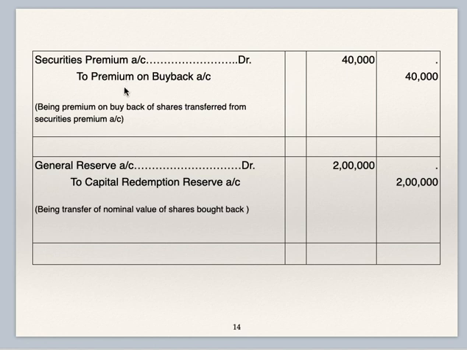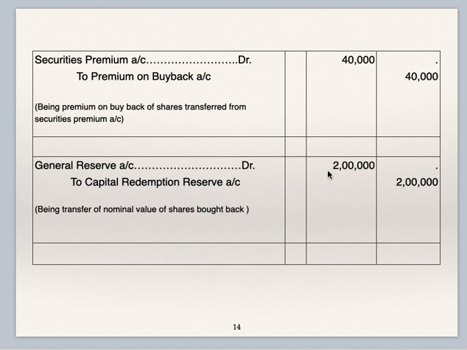Securities premium account to premium on buyback 40,000. This buyback is at premium, so you have created premium on buyback account. You have debited this account. Now it is necessary to cancel this account, and this account gets cancelled by transferring the amount from securities premium account. So securities premium account debit to premium on buyback account.